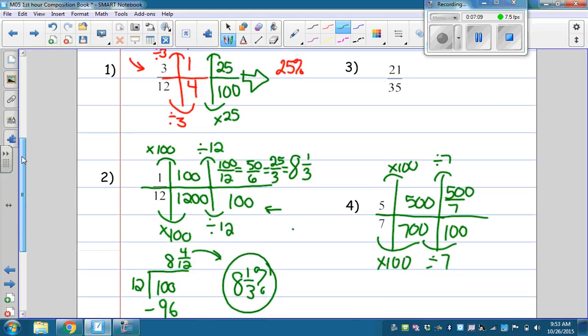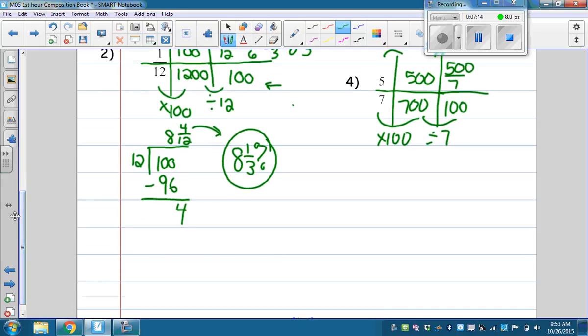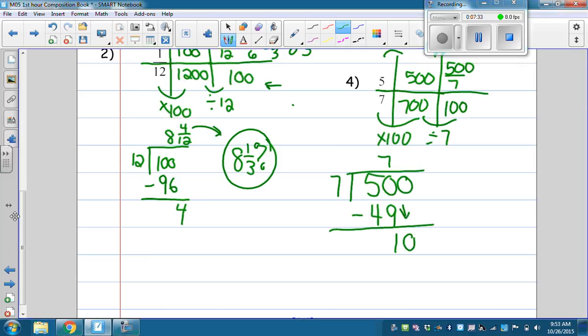So right there, once you have that, you've got to just do a little long division to get it cleaned up. So it's 500 divided by 7. 7 times 7 is 49. Subtract 49 and you get 1. Bring that 0 down. 7 goes into 10 how many times? Once. And now my remainder's smaller than 7, so I say 71 3/7. That's my answer. 71 3/7%.